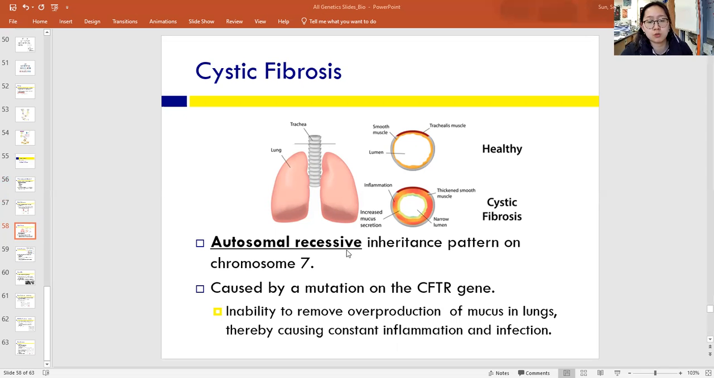This too is an autosomal recessive, which means that it's not a dominant thing. Not a lot of people in the population have it, and it's found on chromosome number 7. It's caused by a mutation in the CFTR gene, which basically, like I said, causes the inability to remove overproduction of mucus in the lungs, and it causes constant inflammation and infection. So basically, your lungs become less and less good at their job because they're always sick.